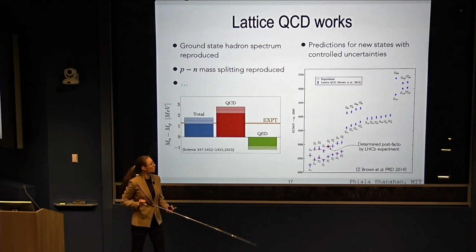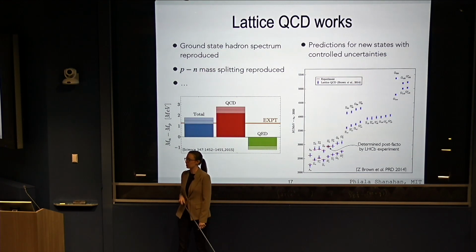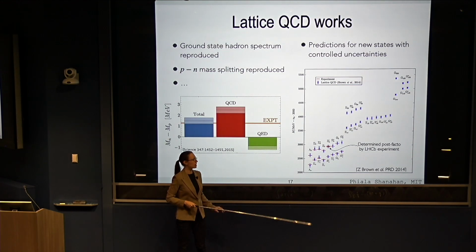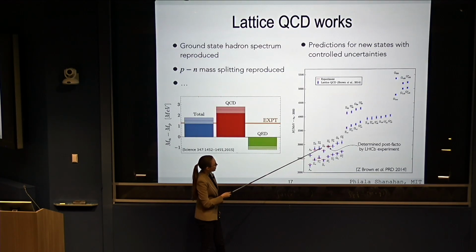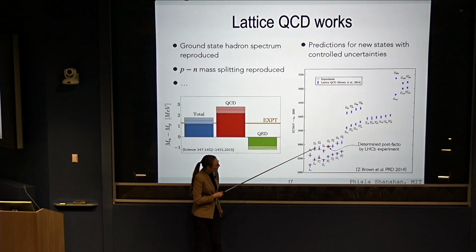A second example, this figure shows the spectrum of heavy hadrons. So these are particles like the proton, but with some heavier quarks in there. Each of these blue points comes from a lattice QCD calculation. The red bands here are experimental measurements. You can see nice agreement here.